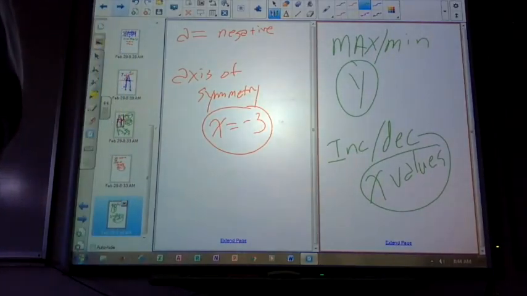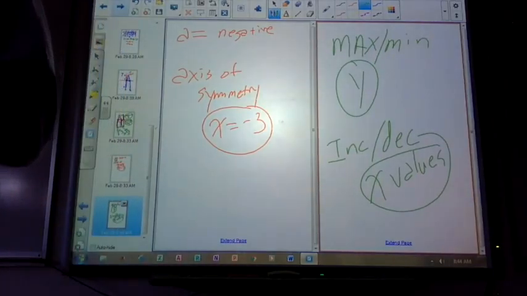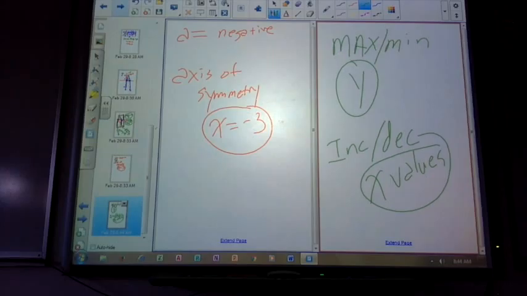Did I cover everything there? The vertex. So what's going on with the vertex? The vertex is where your parabola changes directions. It either goes from decreasing to increasing, or increasing to decreasing. It changes the direction of your parabola.